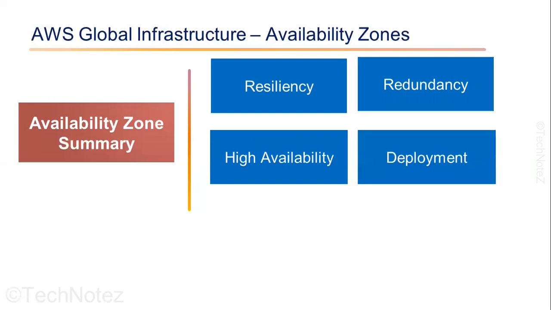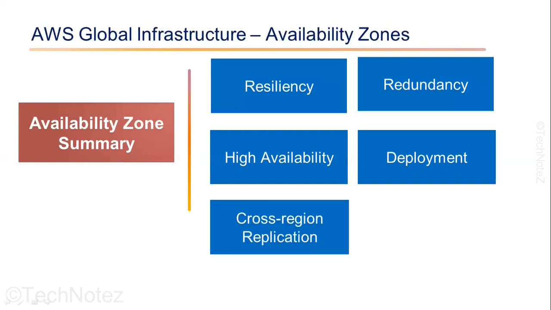Deployment: AWS recommends designing your application to be highly available across multiple availability zones to ensure maximum uptime and fault tolerance. You can launch resources such as EC2 instances, RDS databases, and Elastic Load Balancers in one or more availability zones to achieve high availability and fault tolerance of your application. The cost of deploying resources across multiple availability zones may be higher than deploying the resources in a single availability zone. AWS also provides cross-region replication to help you replicate data between regions.